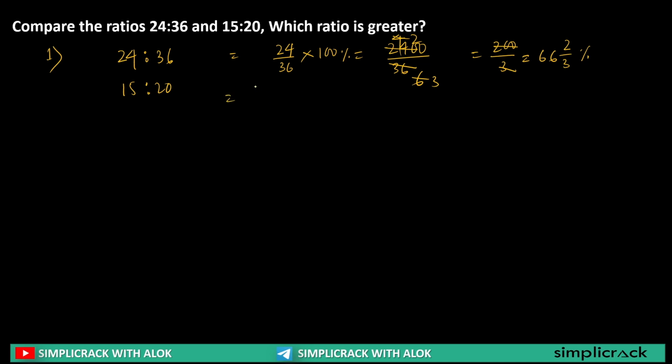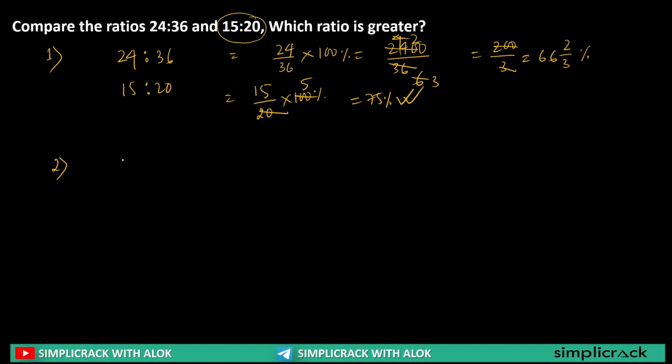Now this question, 15 by 20 multiplied by 100%. If I divide 100 by 20, I will get 5, and 15 into 5 is equal to 75%. So which of these two ratios is greater? This one is greater, right? So our answer is 15 is to 20.